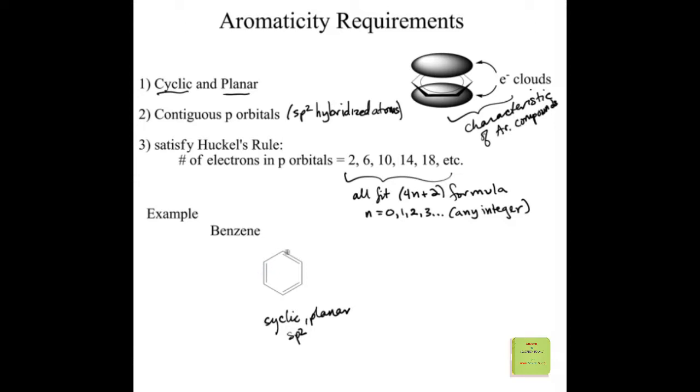Well, we have 3 pi bonds. Each has 2 electrons. 2, 4, 6. We have 6 electrons. And is 6 one of our magic numbers? Yep, that fits 4n plus 2. If you know benzene is aromatic, then that number 6 should always be something that you automatically know is a good number that fits Huckel's rule, fits the 4n plus 2 rule. Yes, benzene is an aromatic compound. So let's take a look at some other compounds and see whether or not they're aromatic.